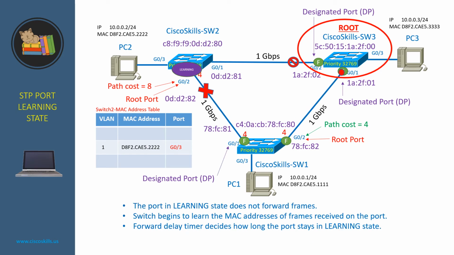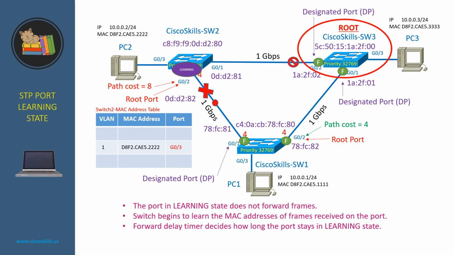Finally, let's look into the network activities when a port is in learning state. When a port is in learning state, it does not forward frames. The switch begins to learn MAC addresses of frames received on the port. The forward delay timer decides how long the port stays in learning state.